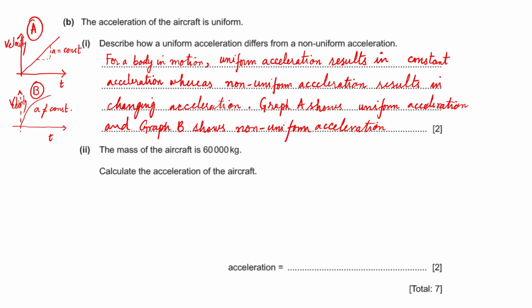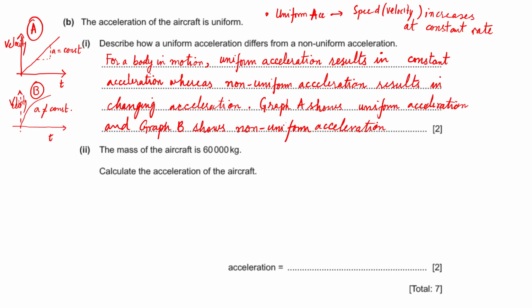Other than that, if you have to write some other points, you can say that for uniform acceleration, speed or velocity increases at a constant rate, and for non-uniform acceleration, the speed and velocity doesn't increase at a constant rate. So these are other points which you can write in the same answer.